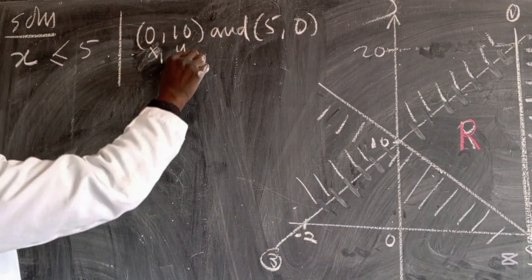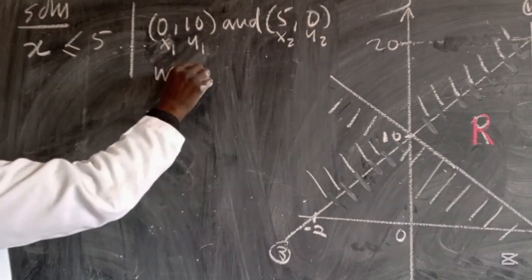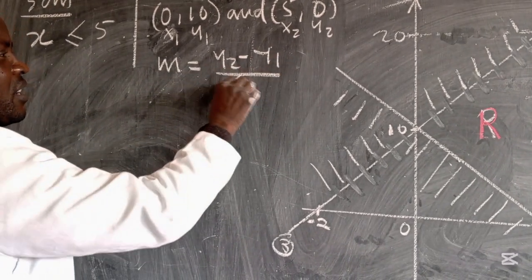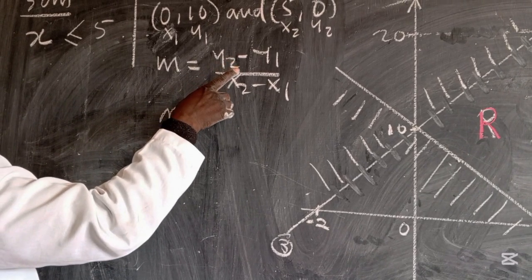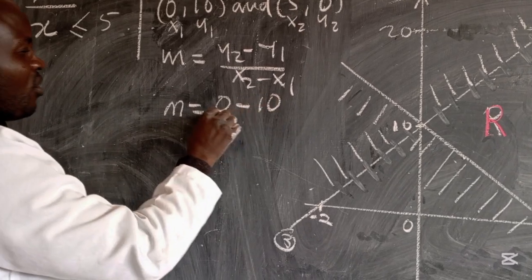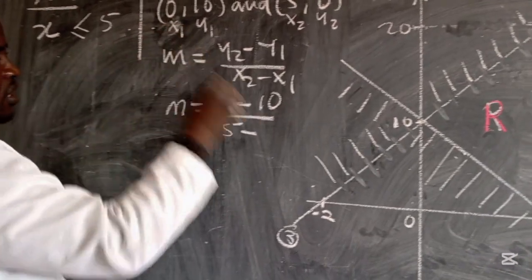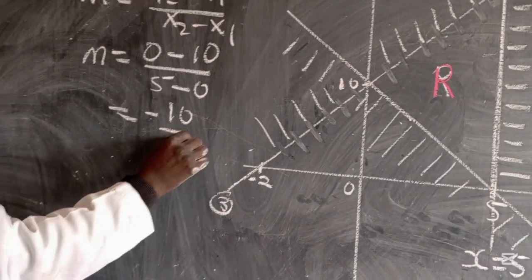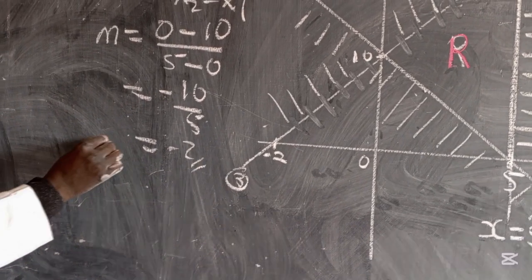And then they will tell you to find the gradient. This is x1, y1, this is x2, y2. How do we find the gradient? y2 minus y1 over x2 minus x1. You agree with me that my y2 there is 0, minus my y1 which is 10, over my x2 there which is 5, minus x1 which is 0. Negative 10 over 5, the answer will be negative 2.